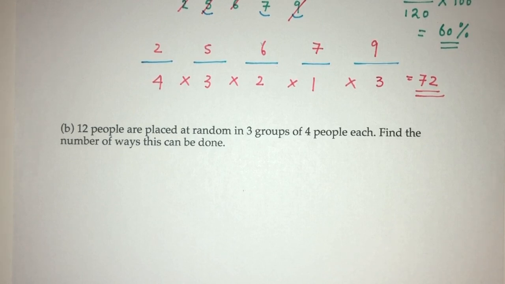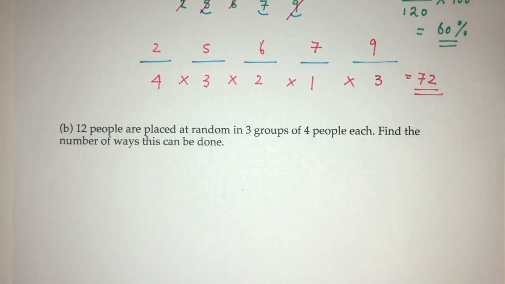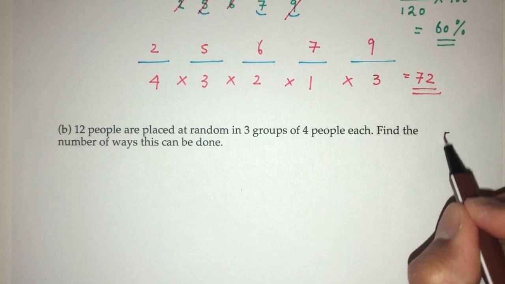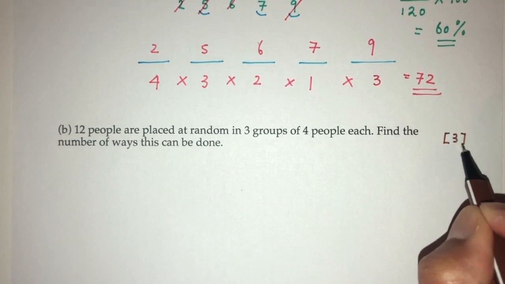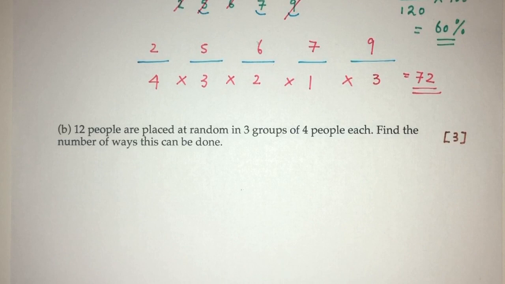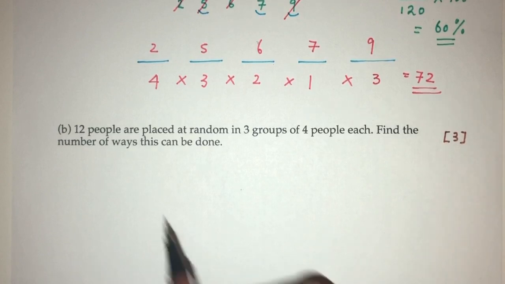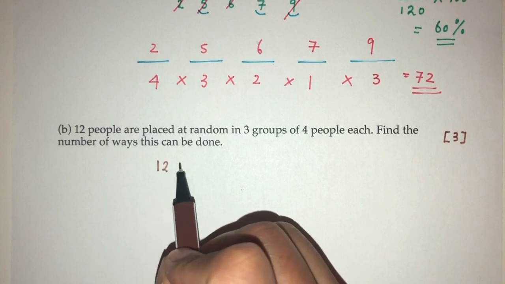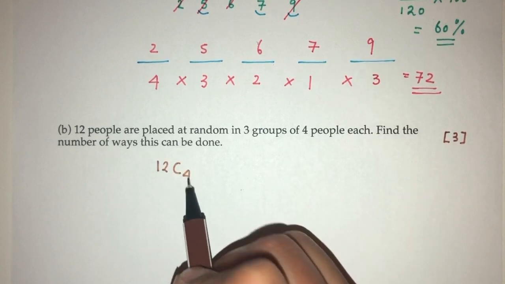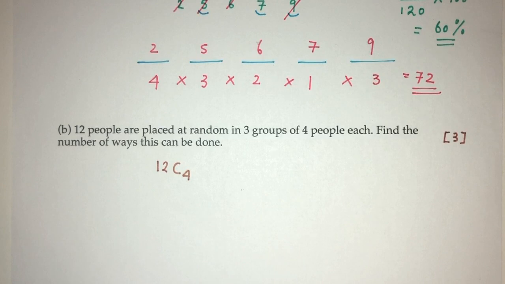That's the first thing we have to understand. And then the question is actually 3 marks, so it should not be easy, if that makes sense, right? The way we have to think about this is we need 3 groups of 4 people each. To select the first group from the 12 people, we can choose 4 people. That makes sense, right? That's the first group. We can choose 4 from the 12 people.